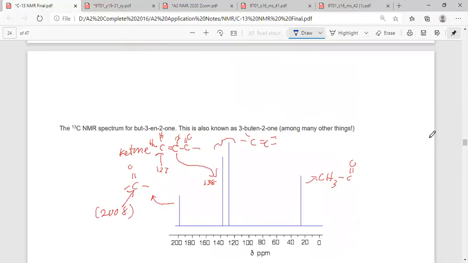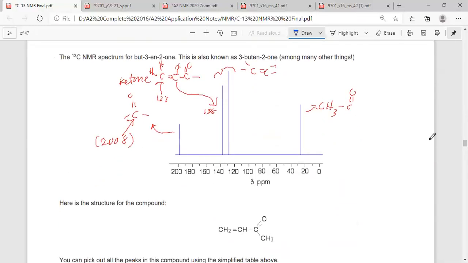Now this one here is a molecule which has a double bond. Can you see that this is a ketone? C double bond O to a C and to a C, a ketone. Ketones are the highest one, around 200. Right? Ketone.